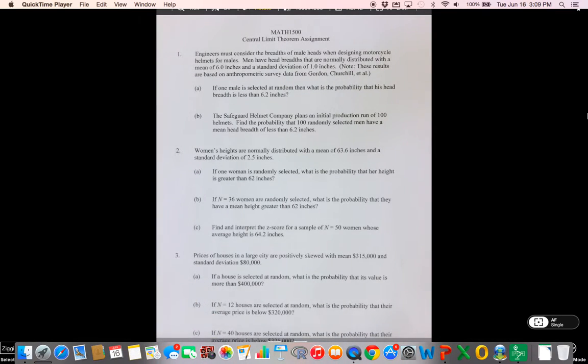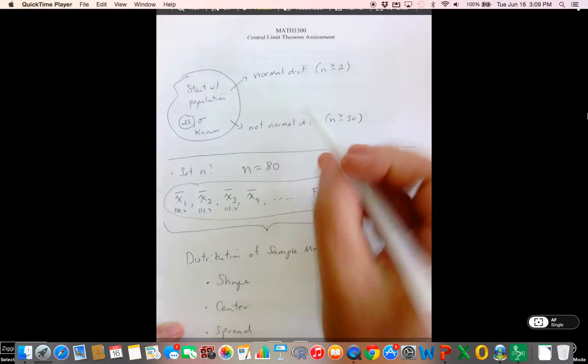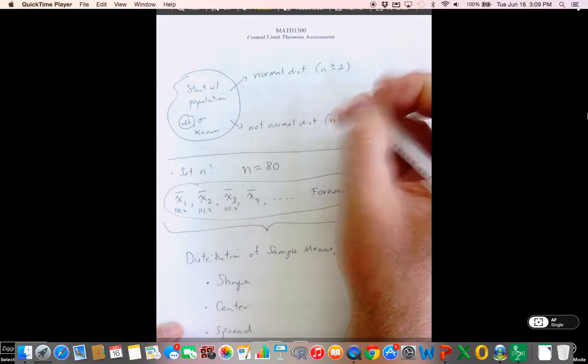Okay, so let's make sure that we can even do the problems that we have in front of us. The first problem: engineers must consider the breadths of male heads when designing motorcycle helmets for males. Men have head breadths that are normally distributed with a mean of 6 inches and a standard deviation of 1 inch. These results are based on anthropometric survey data from Gordon and Churchill. If one male is selected at random, what's the probability that his head breadth is less than 6.2 inches? Now, guys, that problem doesn't apply here because these problems deal with means.